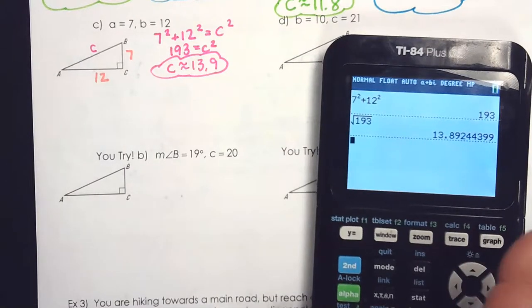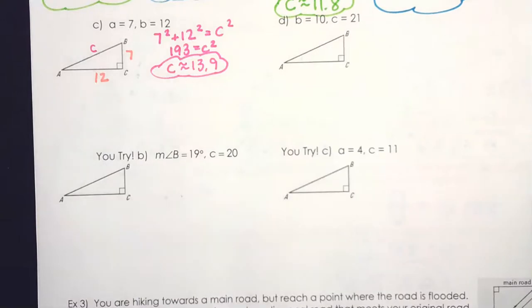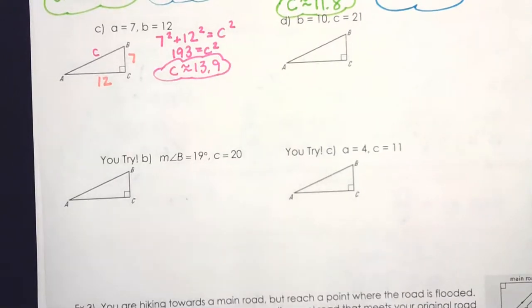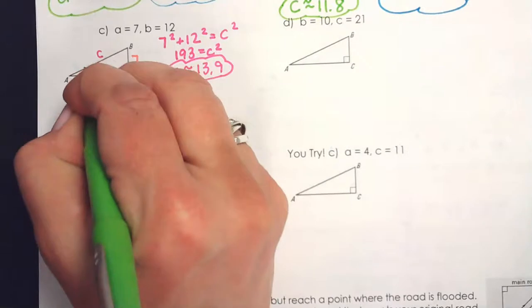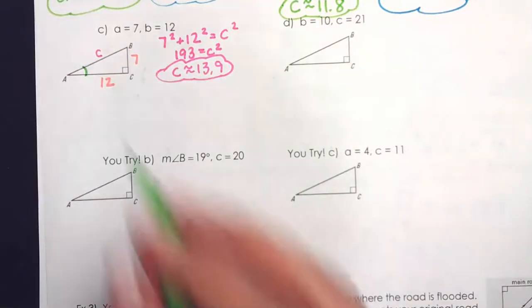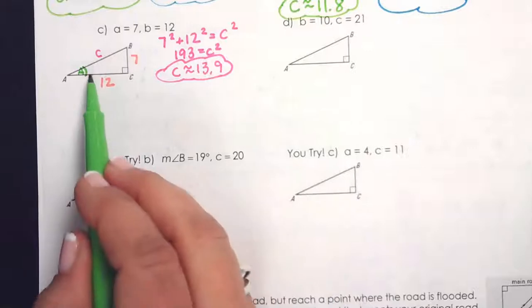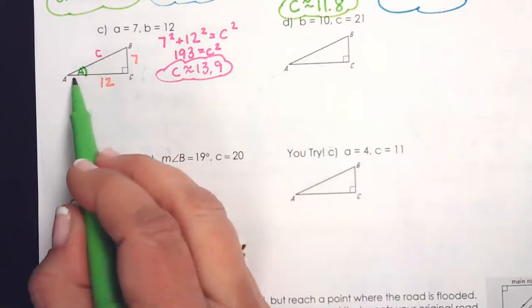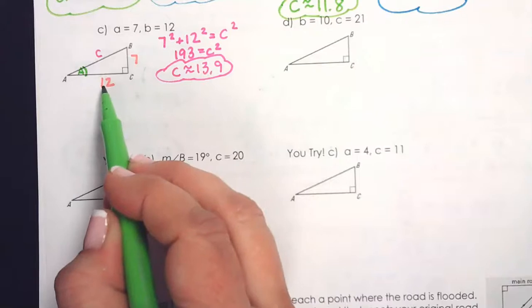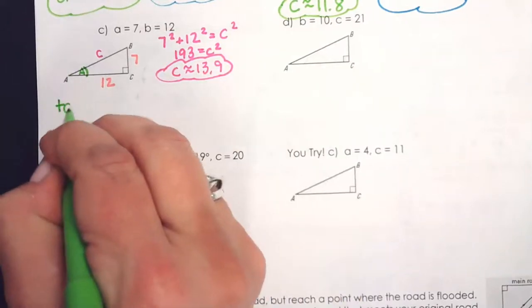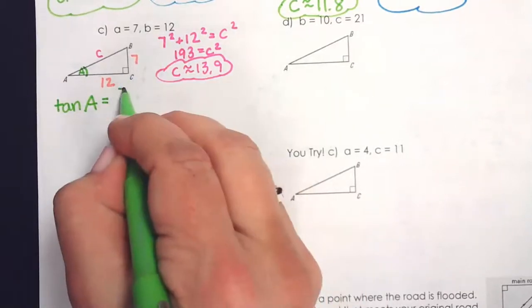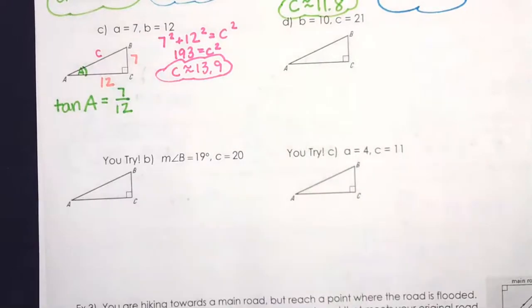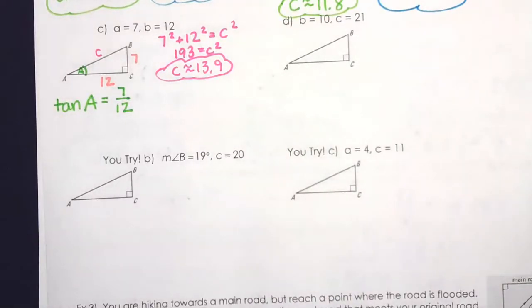So let's pick an angle to deal with. What angle do you want to deal with first? We know C. Do you want to do A or B? A? Okay, sounds good. So let's talk about angle A. Let's not use C because that's an estimate. But what do we know about 7 and 12? We can say the tangent of A equals the opposite, which is 7, over the adjacent, which is 12. Since 7 and 12 were opposite and adjacent, we can use tangent.